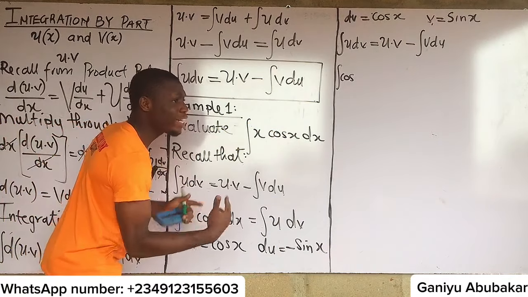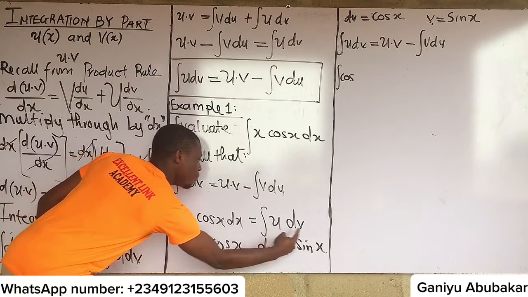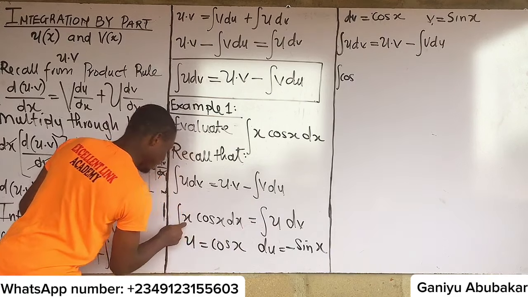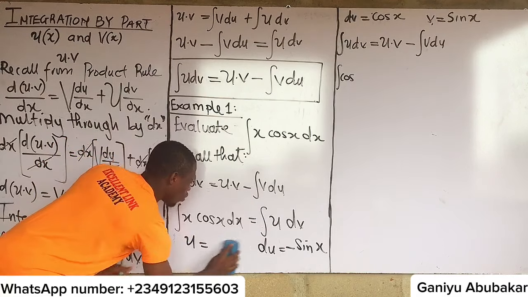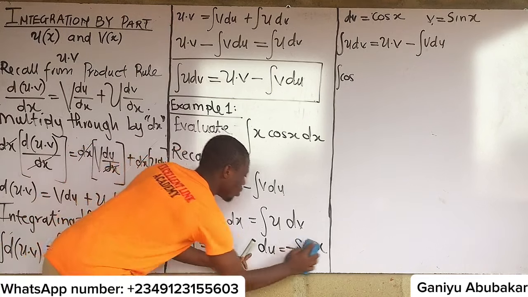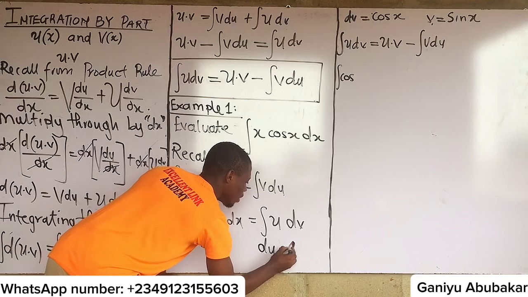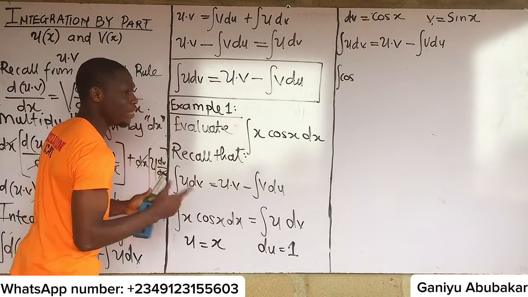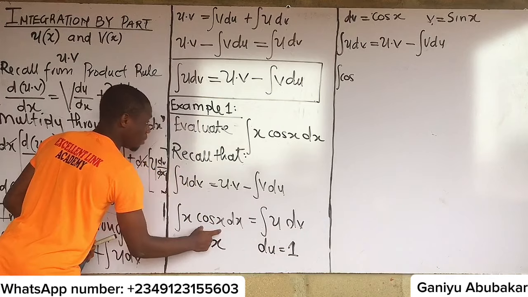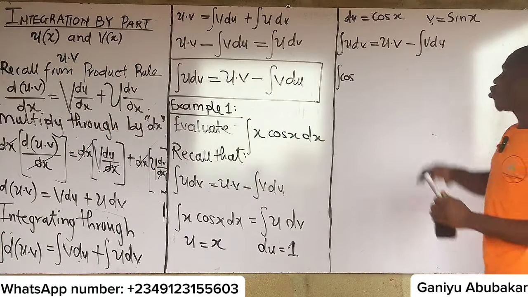Observe please, I said comparing please. It means that u is equal to x, dv is equal to cos x. That's the concept. So u is x, please. So have x here, not cos x, please. u is x. Then du will be what? If I differentiate x, I'll have 1. Please compare, I made a mistake. u is x, dv is cos x, please. So dv is cos x as I have here. I'm correct here.